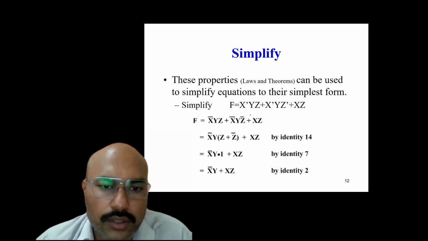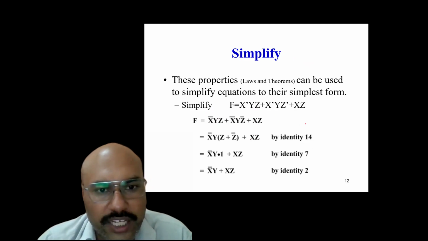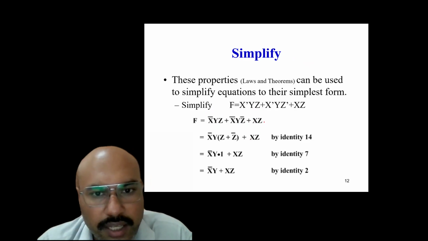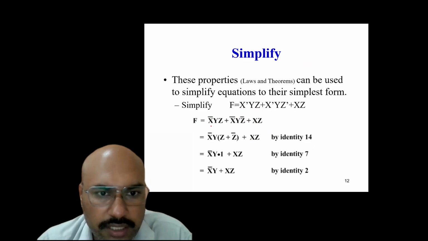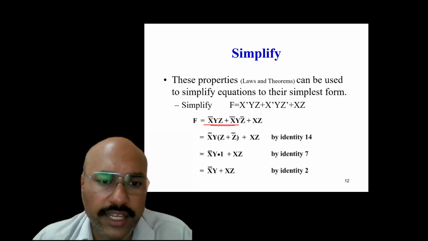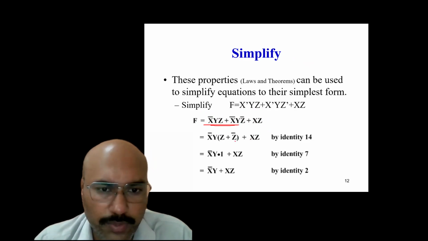where we are going to minimize any function. So suppose this is the function given to you: x bar yz plus x bar yz bar plus xz, and you want to reduce this function. How can you reduce it? You can just take x bar y common because it is common in both of these terms. Then what is left? z plus z bar.